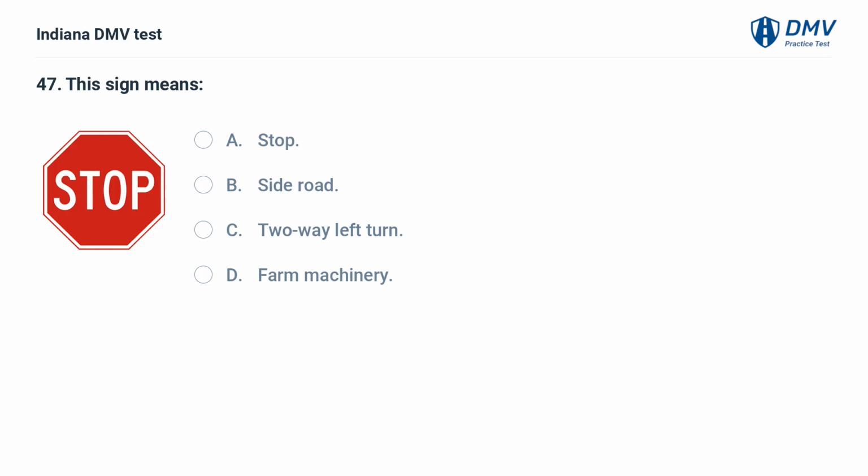This sign means A. Stop. B. Side road. C. Two-way left turn. D. Farm machinery.